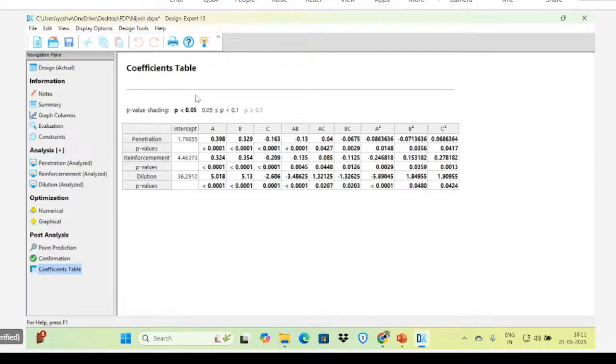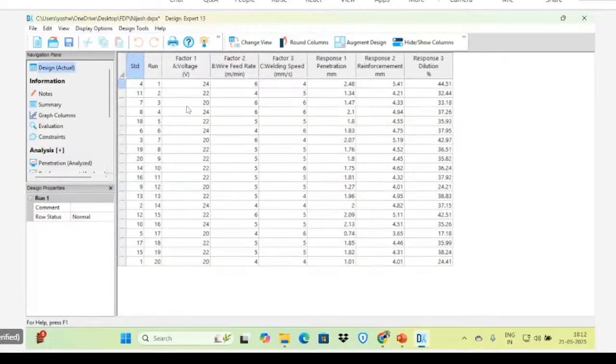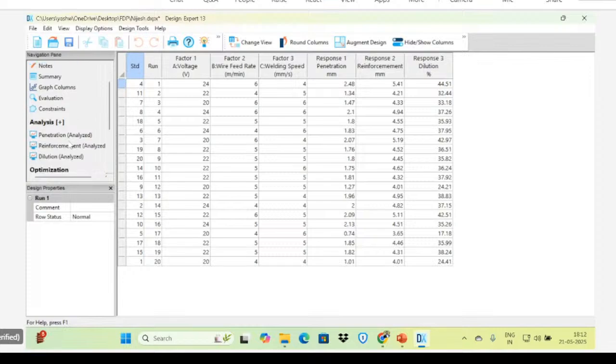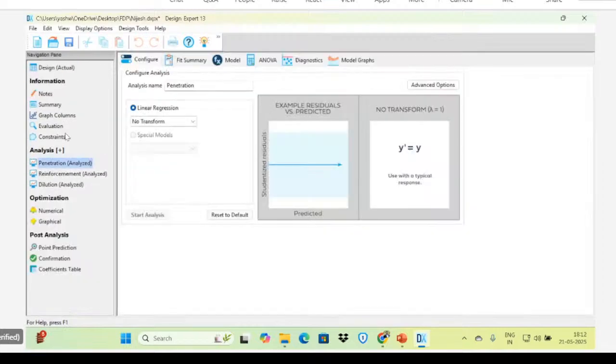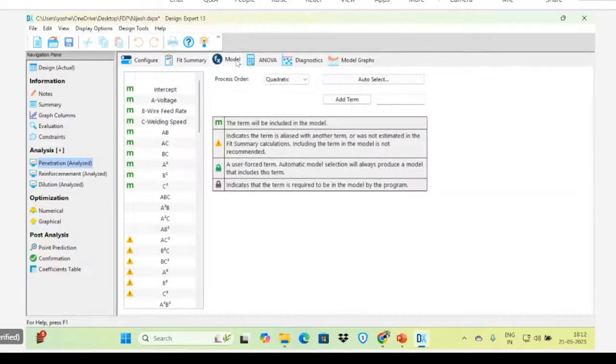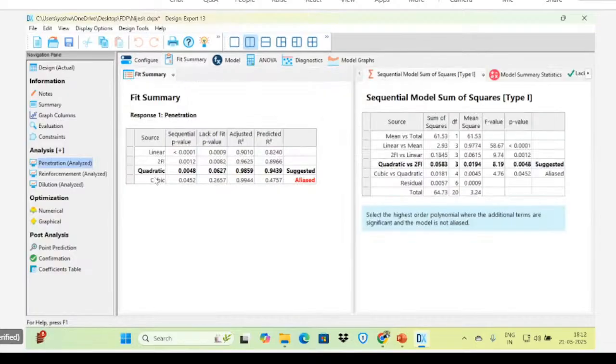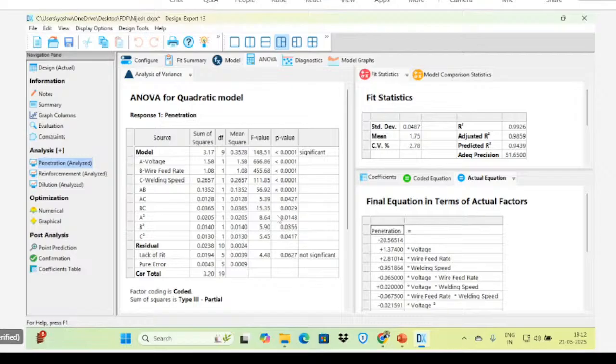So this is the coefficient table that we can see here. As p values are less than 0.05, all the model will be significant. So this is all for the optimization. And one thing I want to tell you: suppose in the analysis part the fit summary is not quadratic, what can we do? Suppose it is cubic or linear or 2FI, or the ANOVA table.